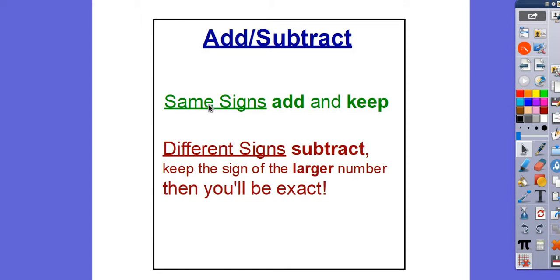So if I have 2 negatives, I'm going to add them and keep the negative sign. If I have different signs, like a negative and a positive, I subtract them, and I keep the sign of the larger number, then obviously I'll be exact. So copy this onto your sticky note, and we'll use that for a few of our problems. All right.